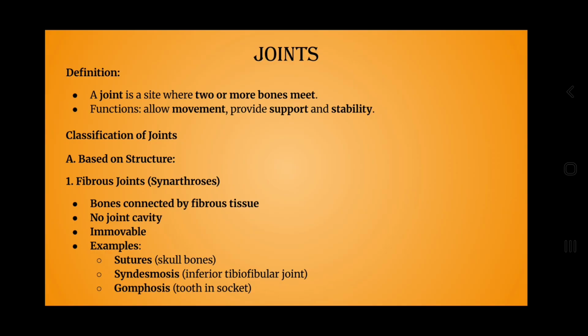Classification of joints. Joints can be classified into two ways, structurally and functionally. Structurally, there are three types based on how bones are connected and whether a cavity is present. Fibrous joints or synarthrosis. Bones are connected by fibrous tissue, no joint cavity. These joints are immovable. Examples: sutures between the skull bones, syndesmosis like the inferior tibiofibular joint, gomphosis where a tooth sits in its socket.